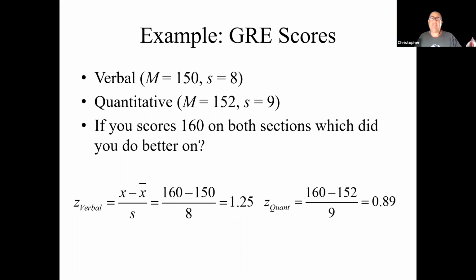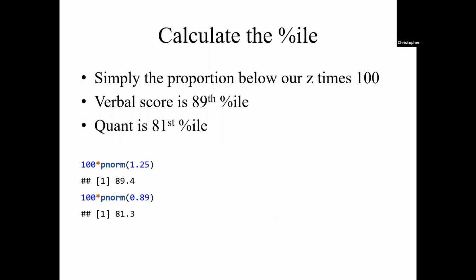Now, how does this translate to percentiles? Well, that percentile reflects how many people were at your score or below. What that means is basically how many people you did better than. So all we need to do there is, once again, take the pnorm command. The pnorm command is giving you a proportion, and we just multiply that by 100 to get the percentile.